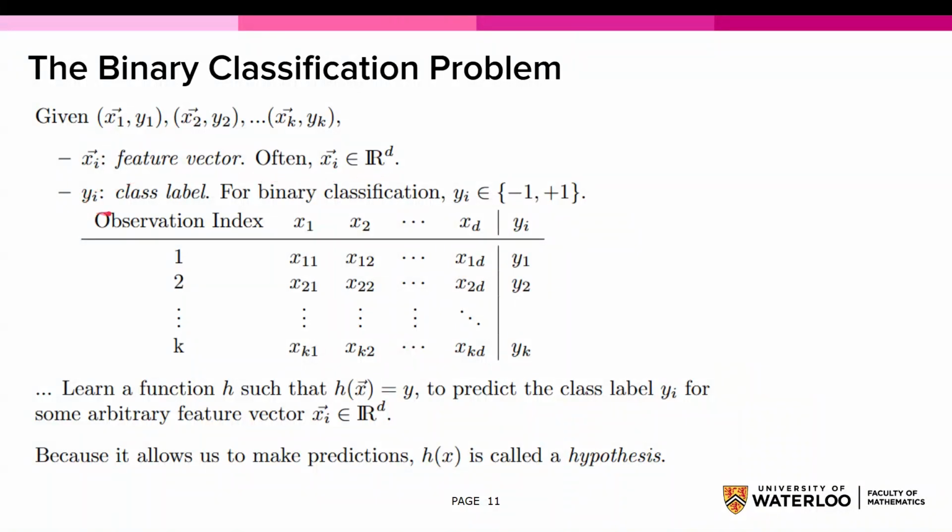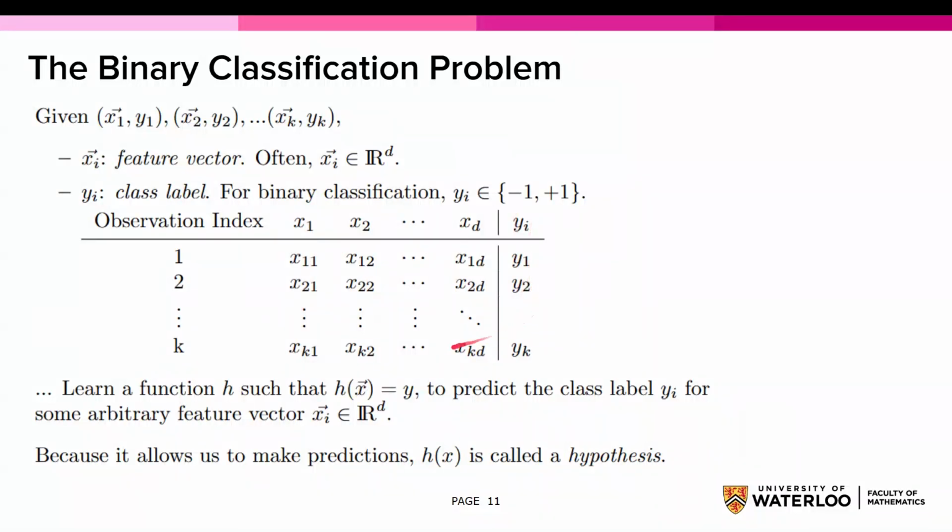The other piece of information that we're given is the observation's class label. And so for binary classification, yi is either plus or minus 1. It belongs to the set {+1, -1}. And so then if we were going to go and look at this data, we might expect to see a table with k rows for each of the observations in the training set and d columns to store the values for each of the data's features. The class label might then be in a final column or in another file.